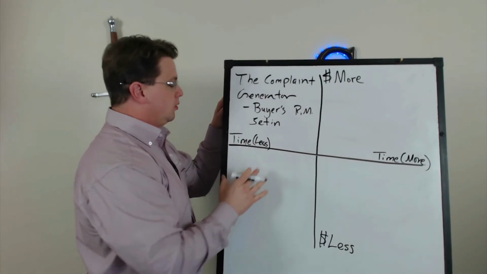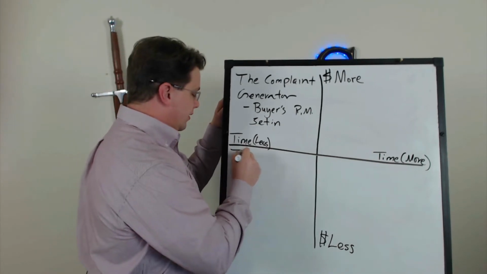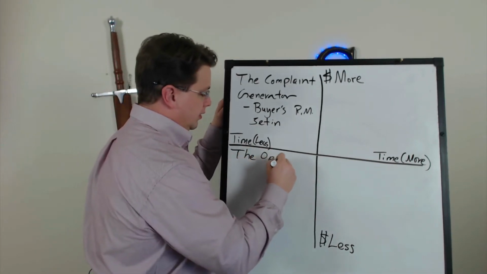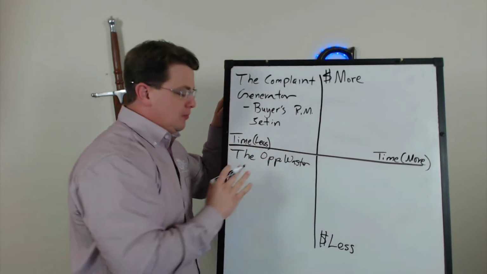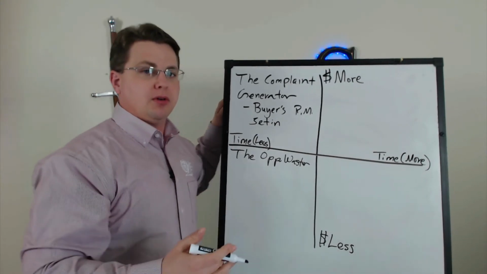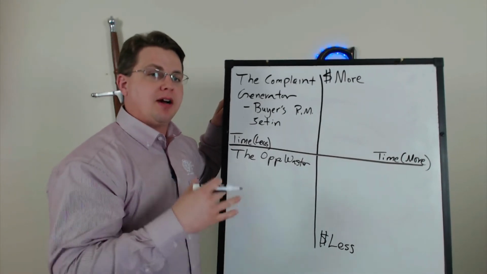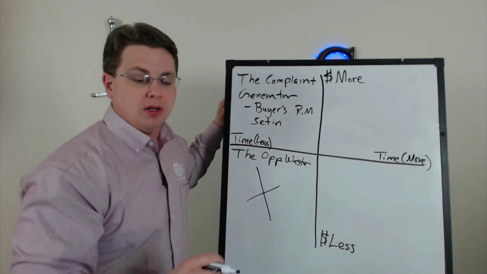Down here below, where you have less time and less money, this is the opportunity waster. And this person is spending limited time. They're collecting very small average tickets. They're really throwing away the opportunity and not producing very much here. So let's just stay out of that zone altogether.